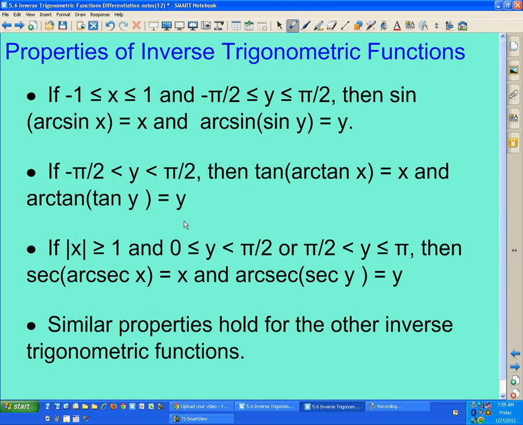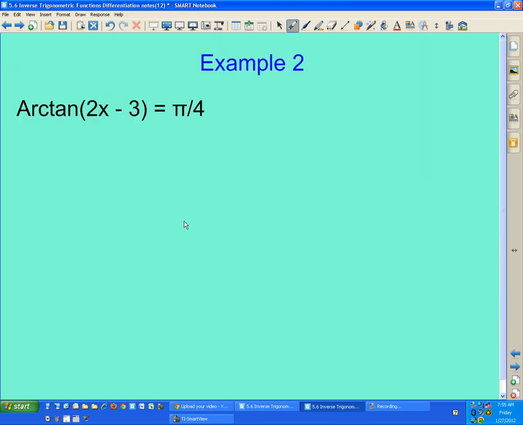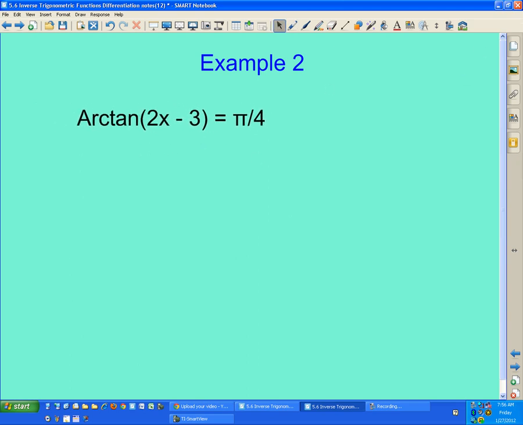So, we'll just remember that, and that's just talking about inverses. And so now we're going to solve a problem that looks like this: arctangent of 2x minus 3 equals pi/4. Well, I can use my inverse properties to remove the arctangent by doing a tangent on both sides.